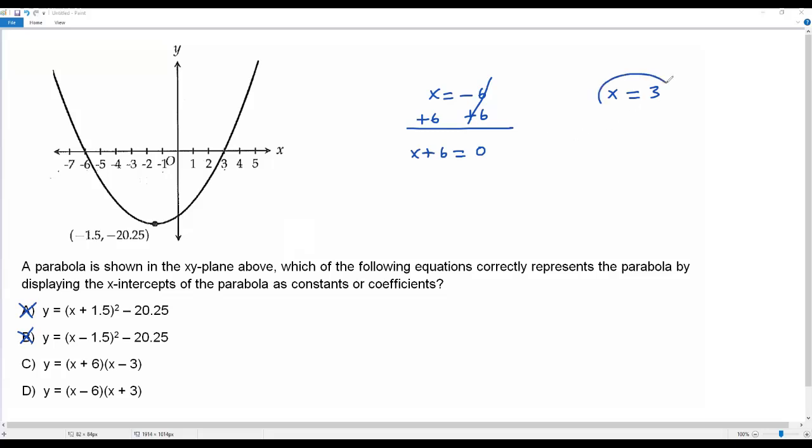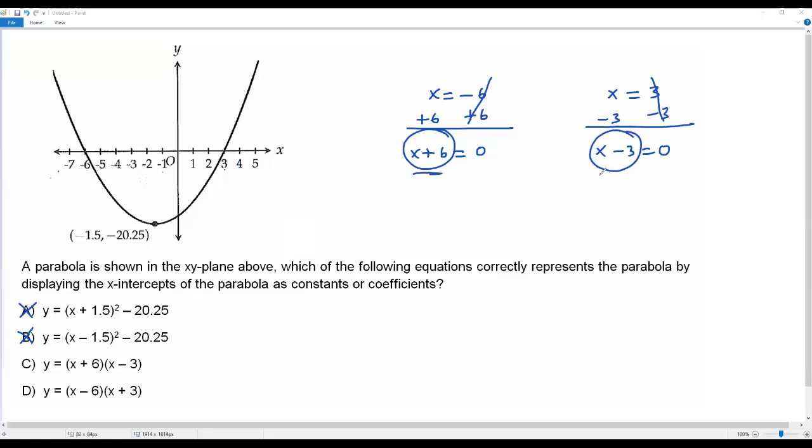And the same thing I have to do over here to get the corresponding factor. I have to make the right side 0. So for that, let me subtract 3 from both sides, and positive 3 and negative 3 will cancel. I'm getting x - 3 = 0. So here in this one, I got 0 on the right side. In this one also, I got 0 on the right side. So the factor corresponding to the first x-intercept -6 is x + 6. And the factor corresponding to the second x-intercept, that is 3, is x - 3.